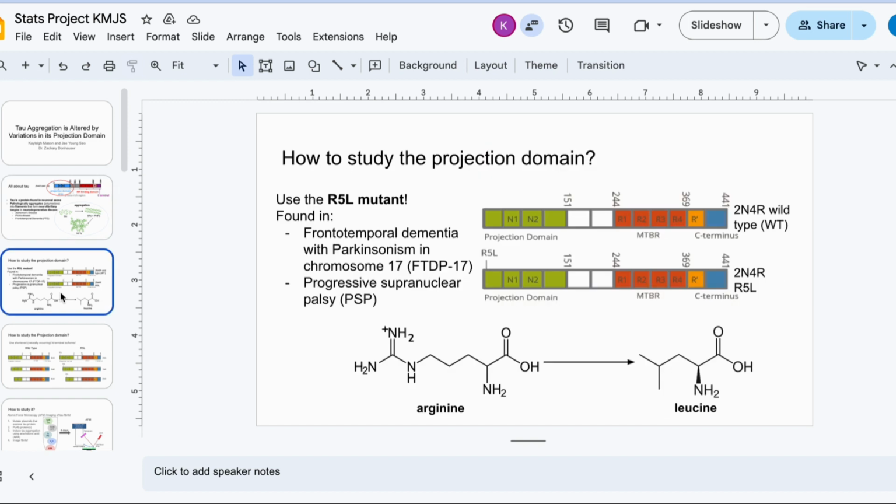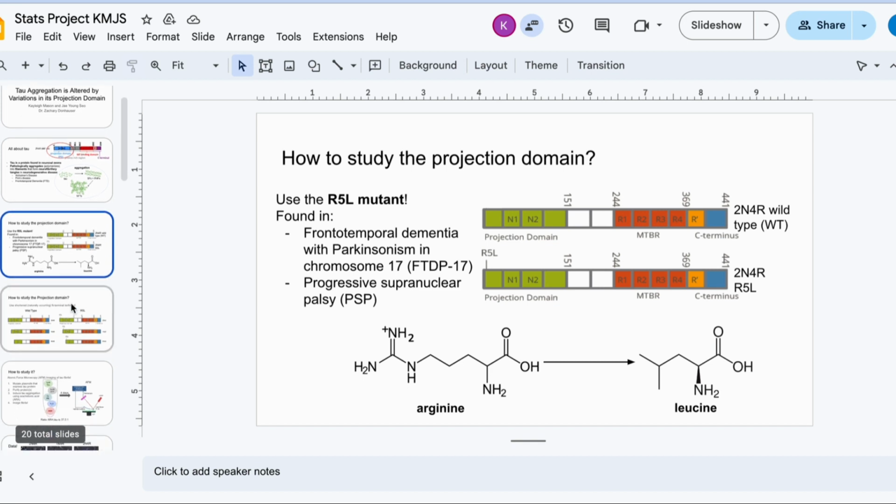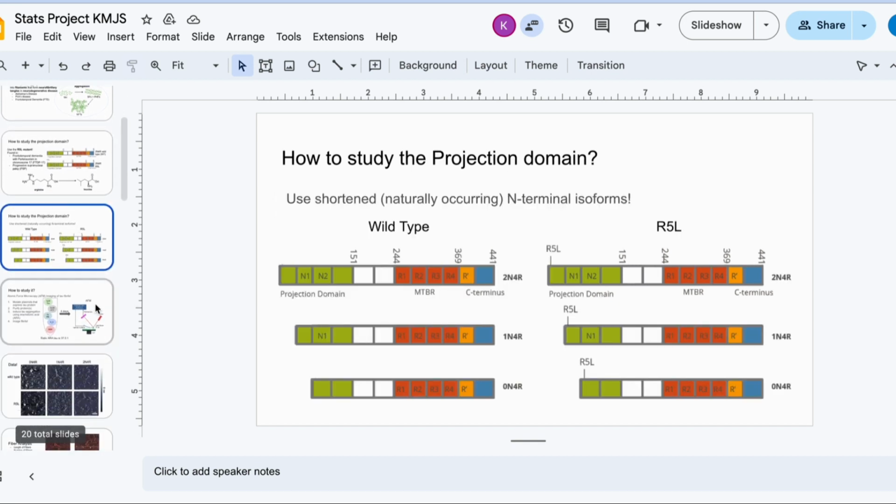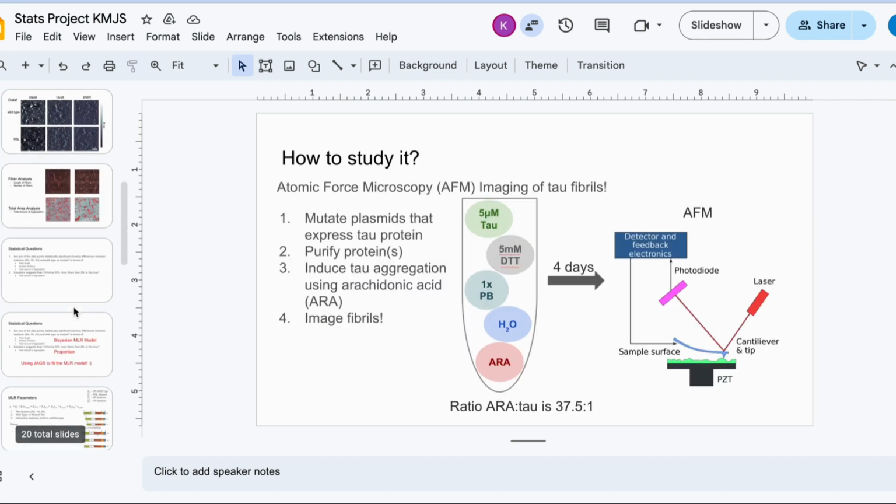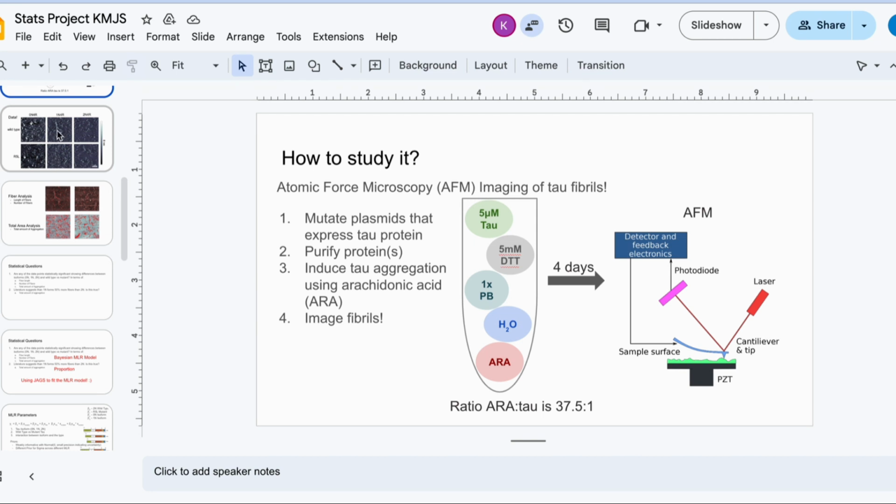So the way that I study this projection domain is using a mutant known as R5L, which essentially just makes this region of the protein more negative. And I also use shortened proteins, which just have deletions in this projection domain region. The way that I studied it was I made these proteins and then I induced them to do this pathological aggregation, and then I could image my fibrils using AFM.